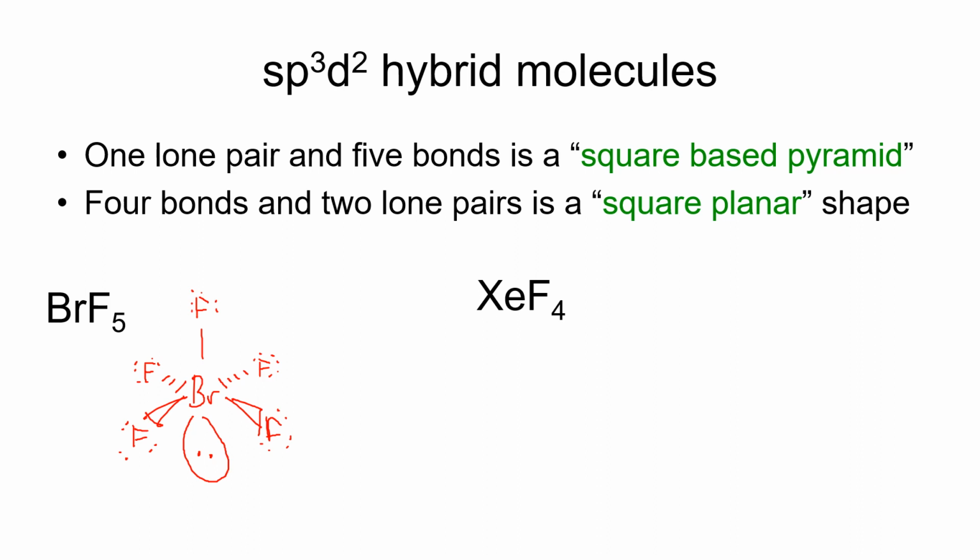So if you're looking at the shape of it, it's got a square at the bottom here, and they all go up to the fluorine at the top. And you call that a square base pyramid.